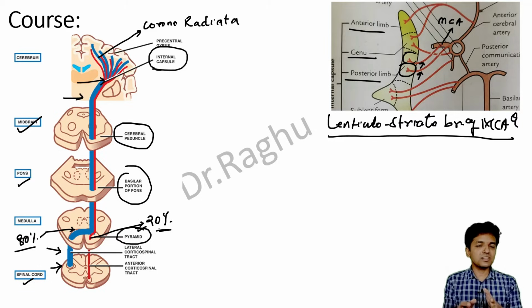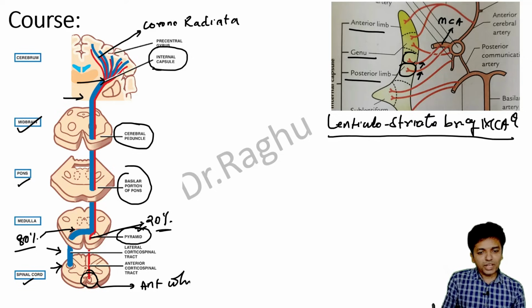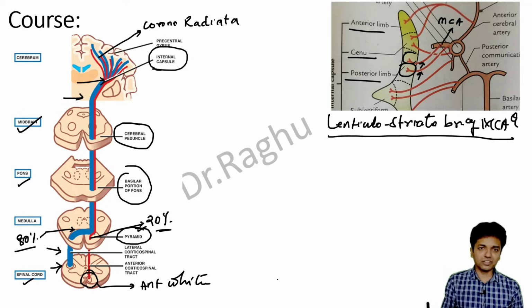The remaining 20% of the fibers remain on the same side. They are also going to descend onto the spinal cord, but where are they going to enter? They enter the anterior white funiculus of the spinal cord. Now this 80% of crossed fibers are called the lateral corticospinal tract, and the 20% of uncrossed fibers on the same side are called the anterior corticospinal tract fibers.